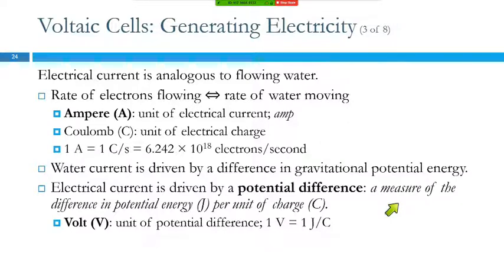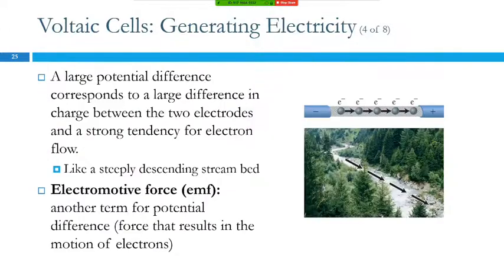It's a measure of the difference in potential energy per unit of charge. So we have another unit for this, it's the volt, a unit of potential difference. A volt is 1 joule per coulomb. So the difference in potential energy is 1 joule for every coulomb, if we're talking about 1 volt. If we have a large potential difference, then we have a large difference in charge between the two electrodes and a strong tendency for electrons to flow.